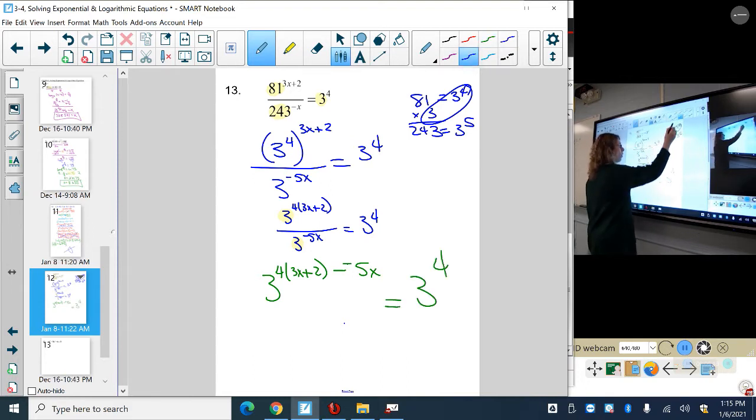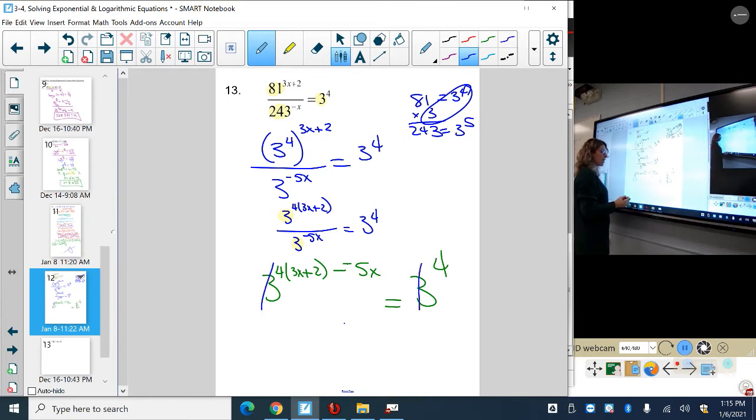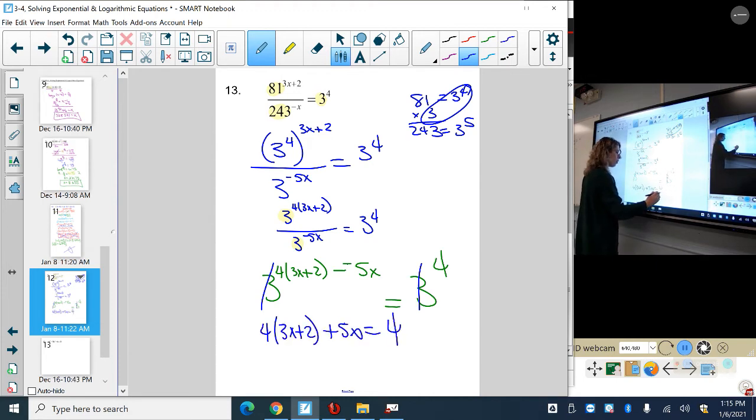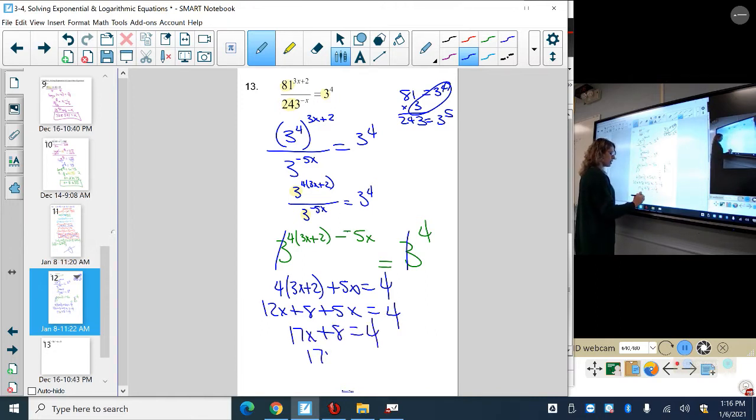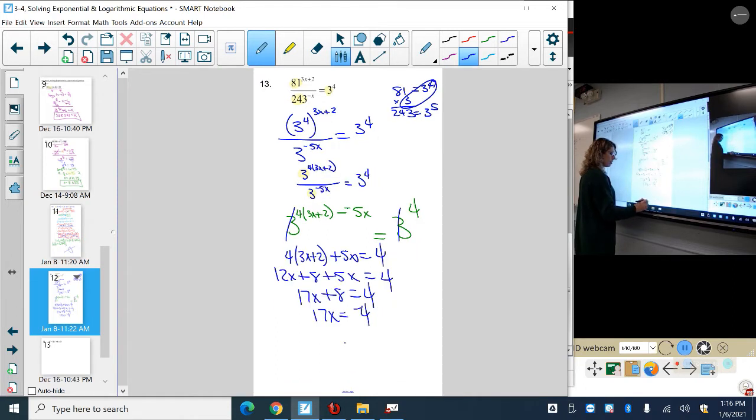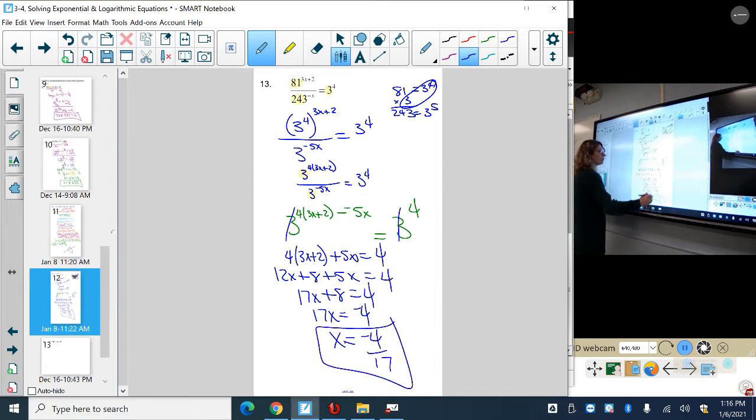Now I can cancel out those bases and simply set the exponents equal. So 4 plus 3 times x plus 2, plus 5x is equal to 4. And you simply solve this. 12x plus 8 plus 5x equals 4. 17x plus 8 is equal to 4. 17x is equal to -4. x is equal to -4/17.